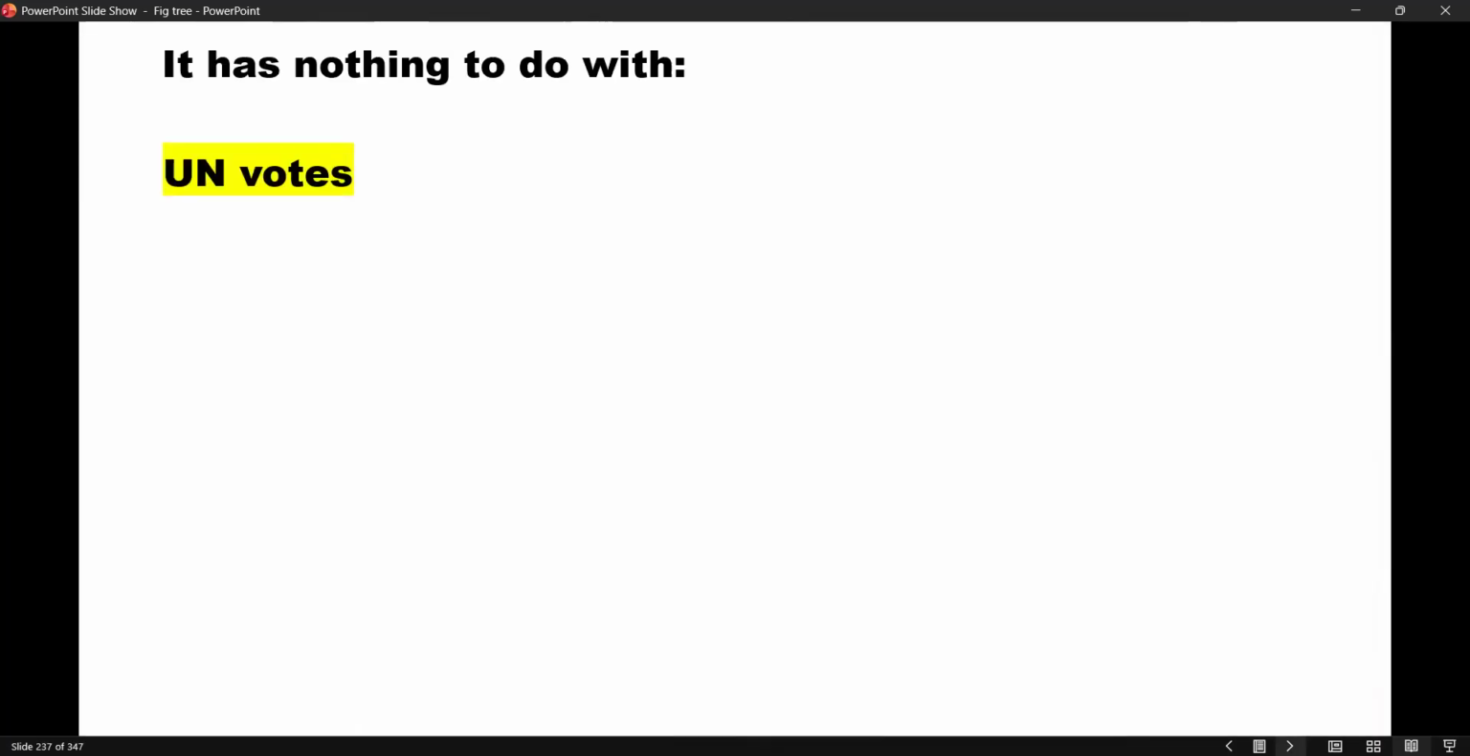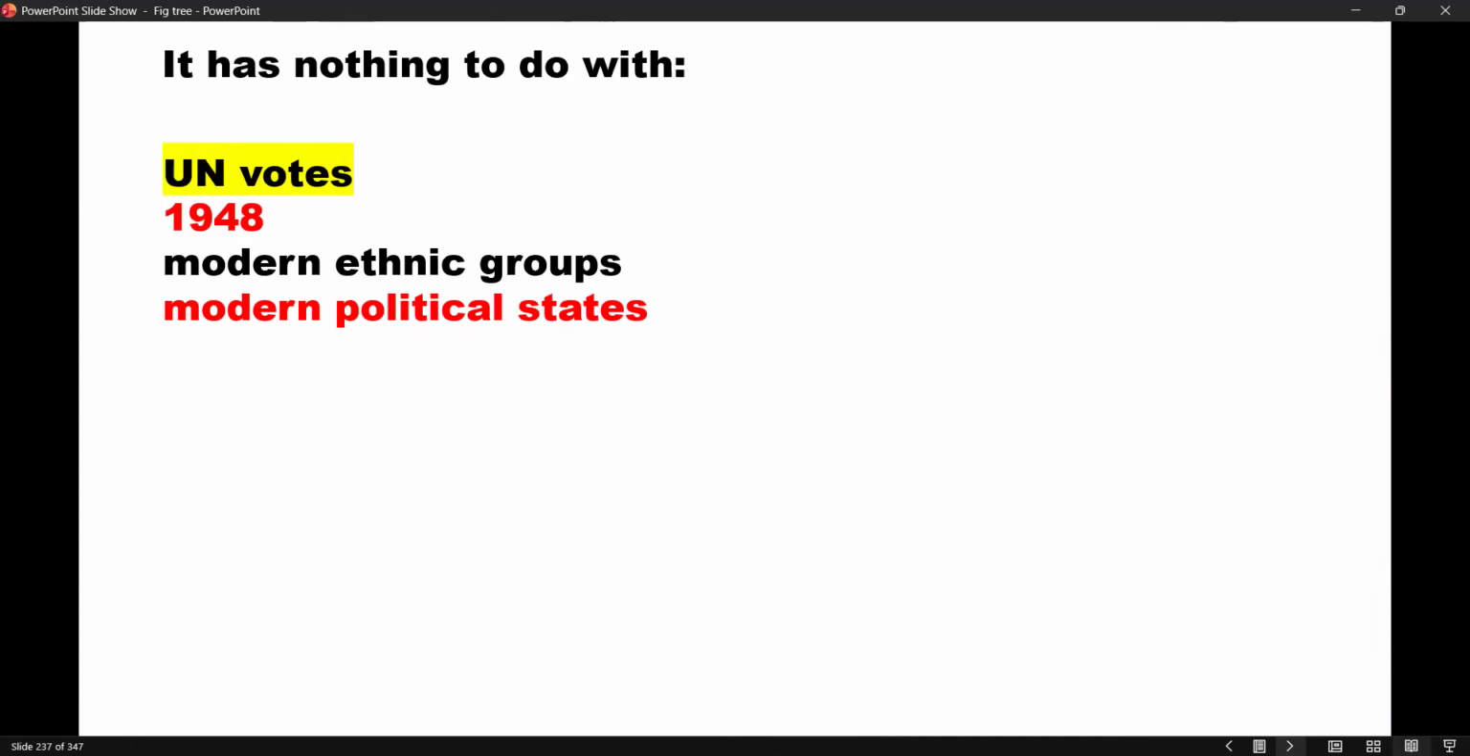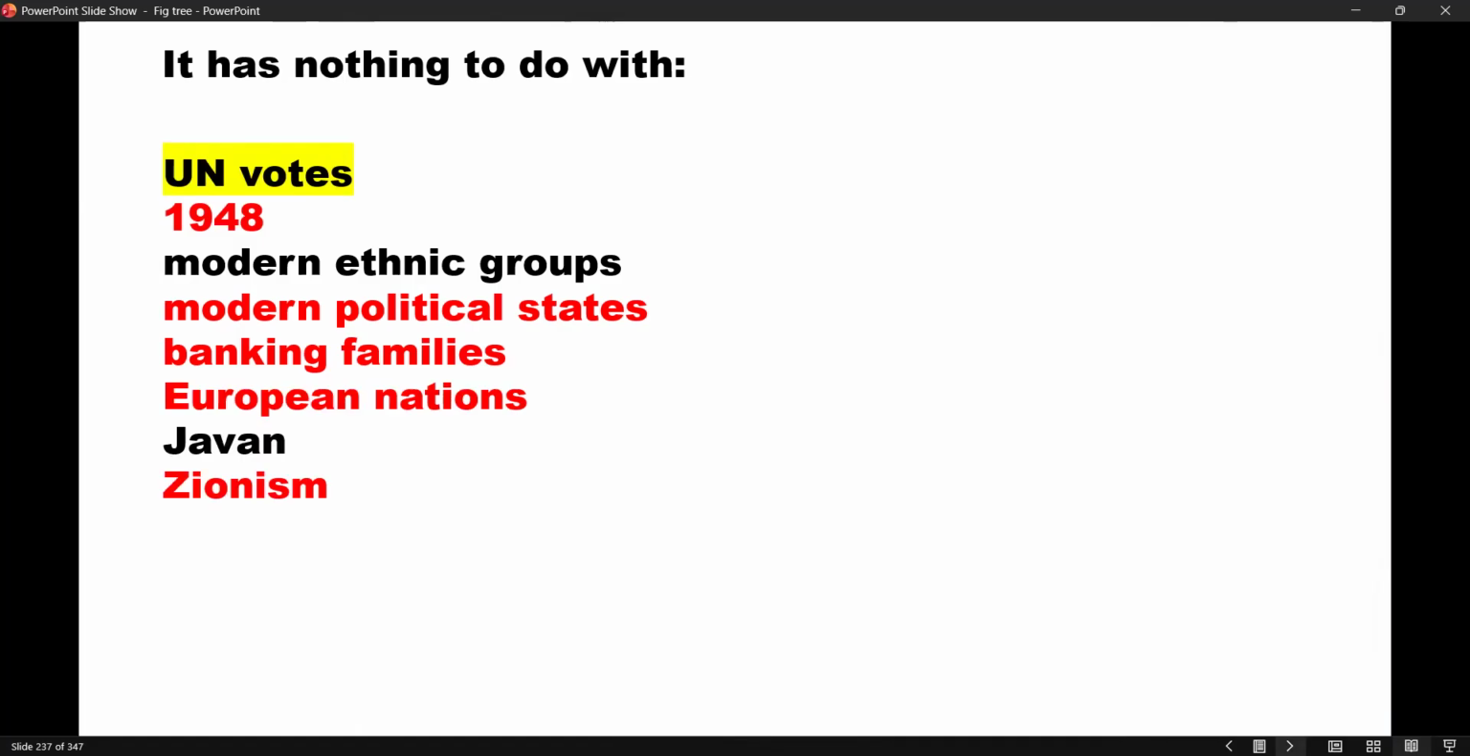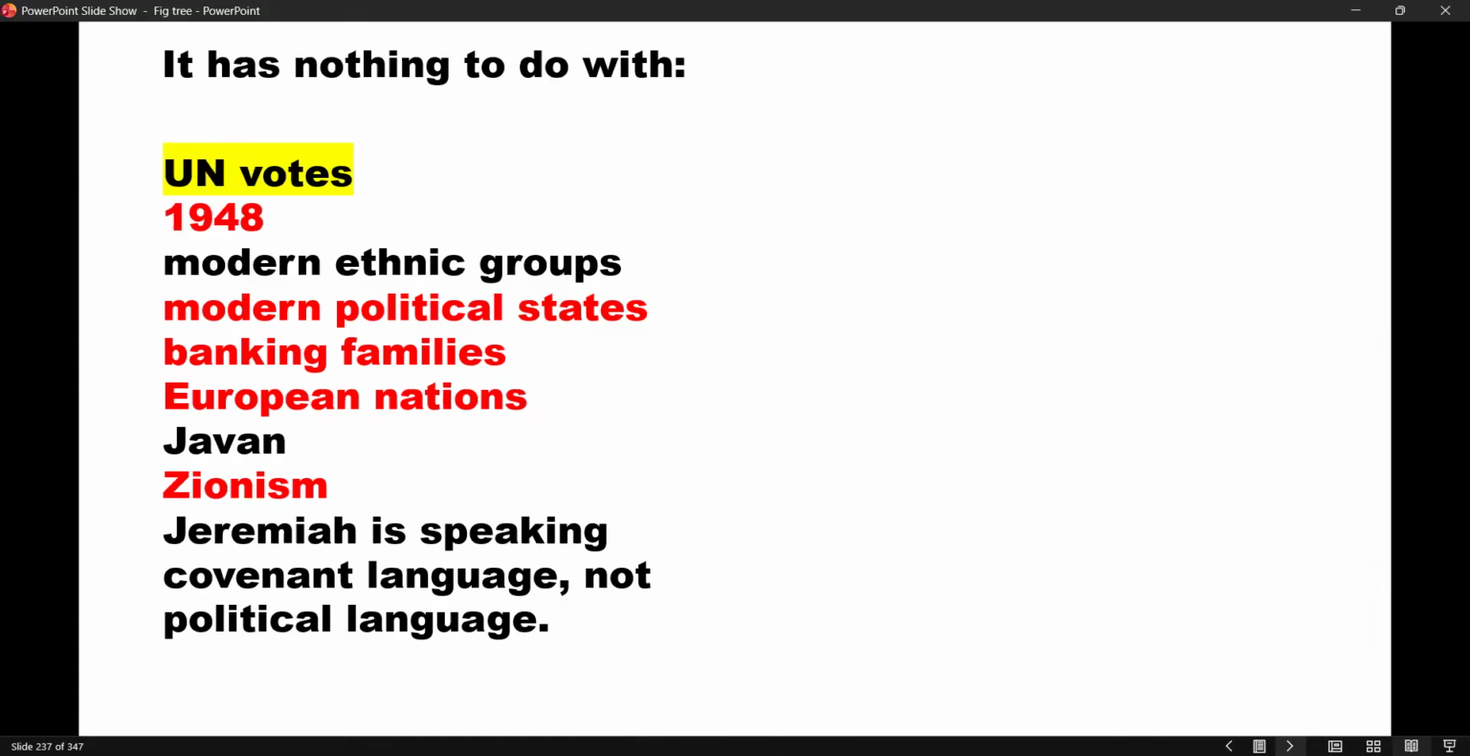So it has nothing to do with the UN votes, right? 1948, when Israel was supposed to become a nation. Y'all didn't do this. Modern ethnic groups, modern political states like the state of Israel, banking families, European nations, right, where you get the Khazars or Khazarians, Zionism. Jeremiah is speaking covenant language, not political language. That's all it is to it.